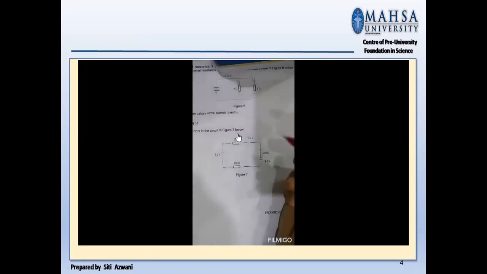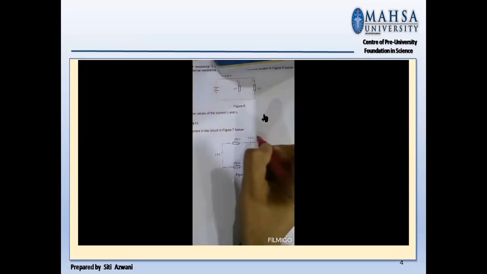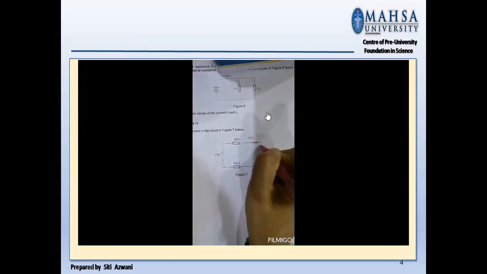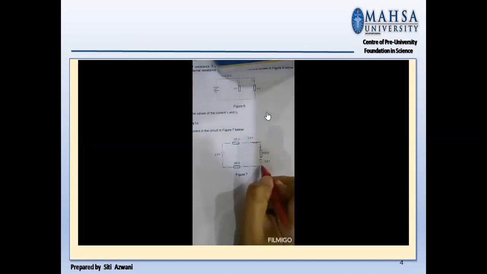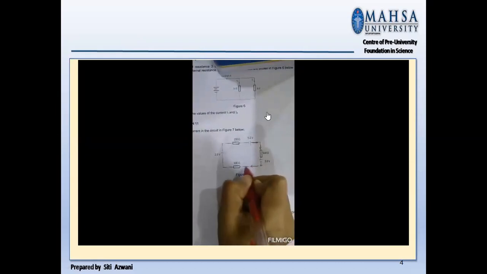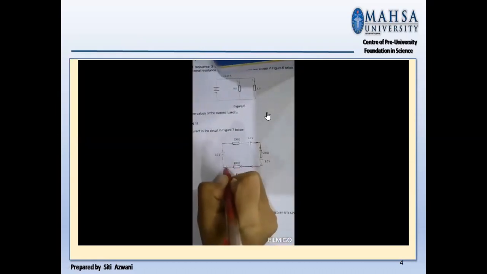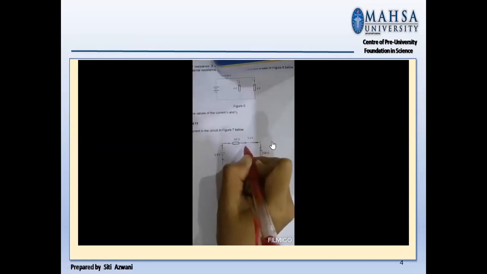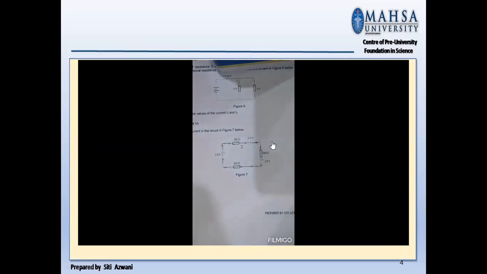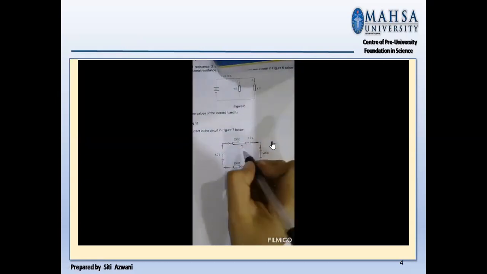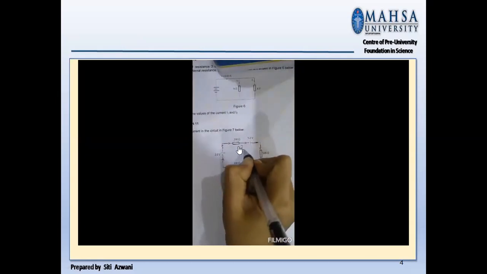Question 11. Let's look at how to solve the problem. If you refer to this question, you don't have any junction, so there is no need to apply the first law. You just apply the second rule. First, you need to draw the direction of your current. It's up to you. You can draw it clockwise or anti-clockwise.